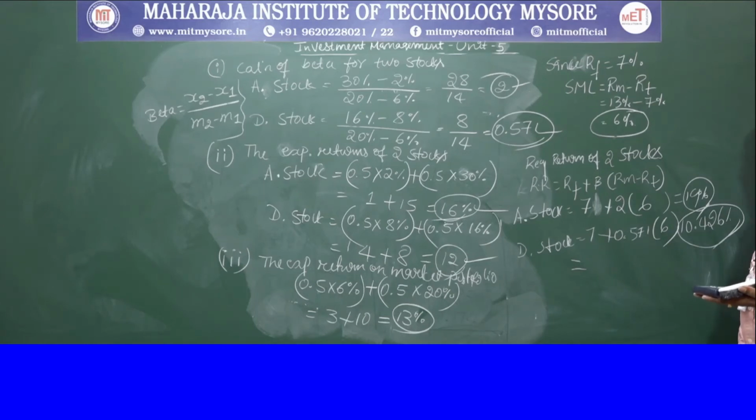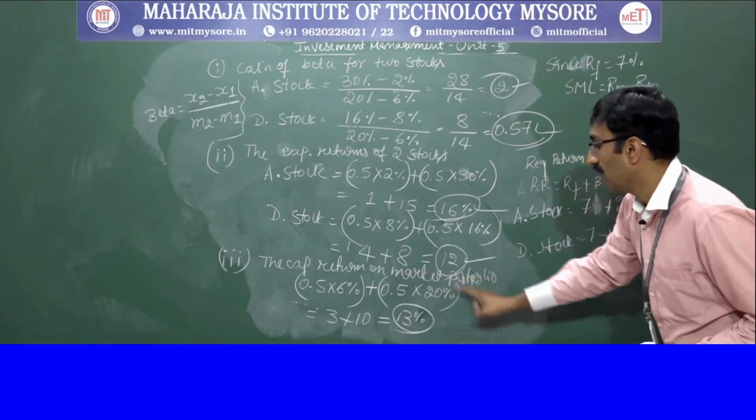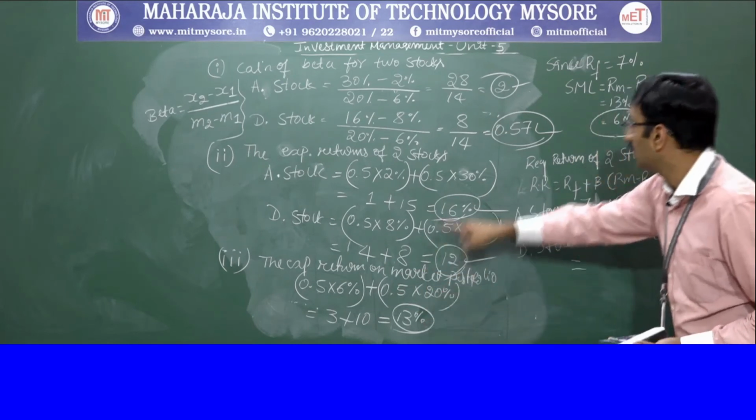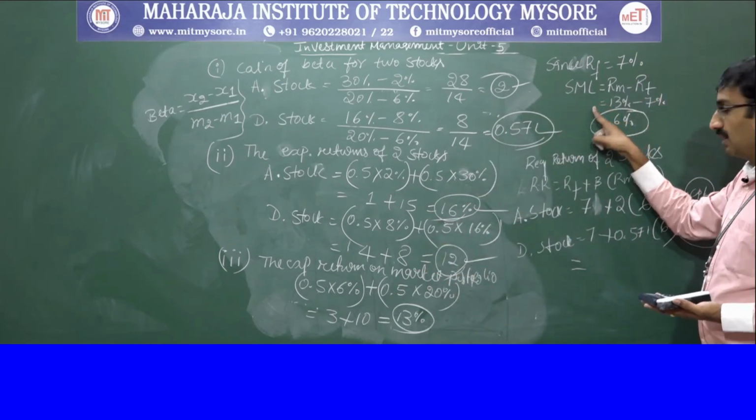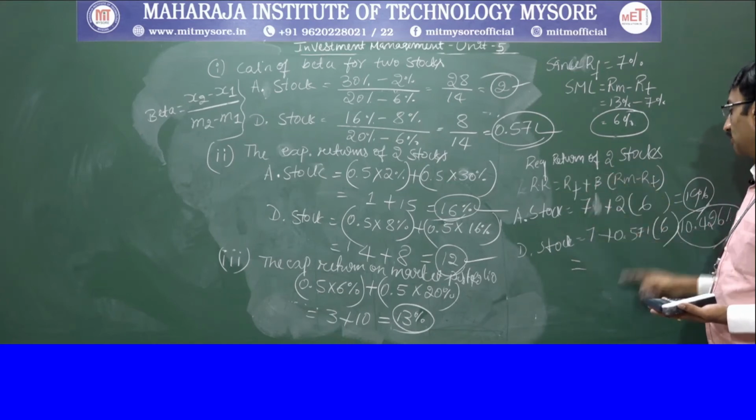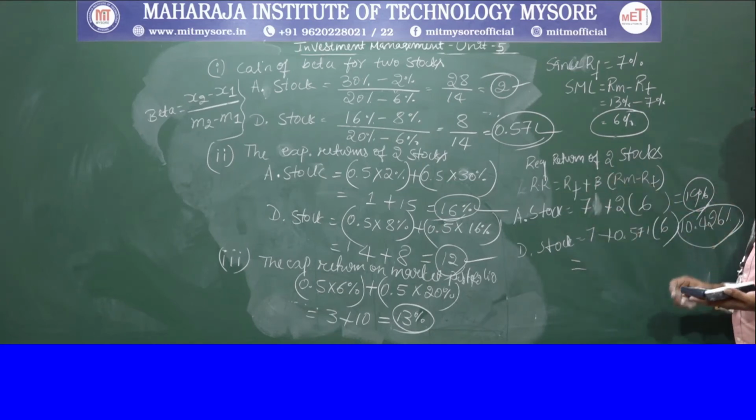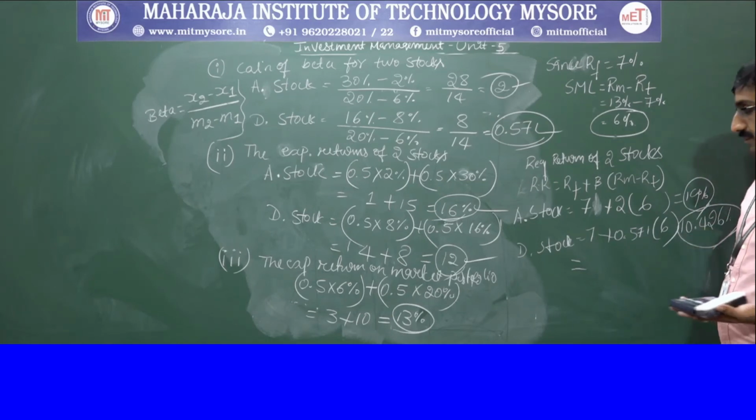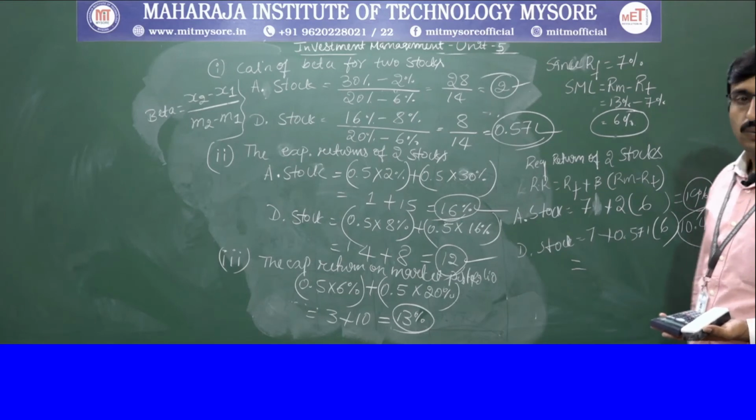Okay, this is the answer for the third question. We have found the expected return on the market portfolio, 13%. On that basis we have found the SML, and at the end we have found the required return for both the stocks: it is 19% and 10.46%. This is how we have to do it.